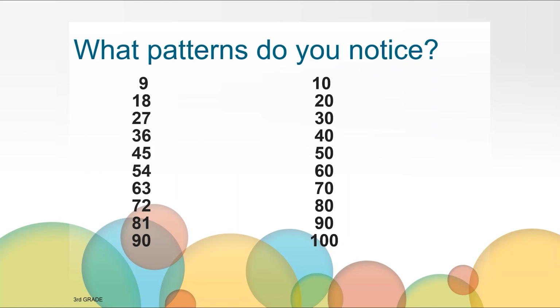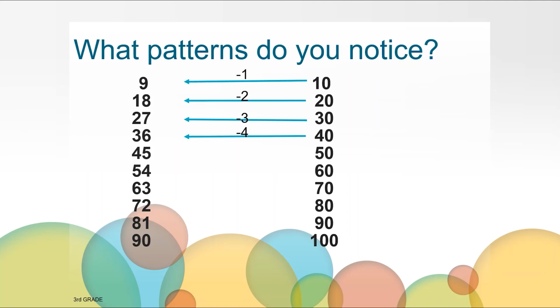What do you notice about the relationship between the two columns? Do you notice any patterns there? I'm noticing that each row I'm subtracting 1, then subtracting 2, then subtracting 3, then subtracting 4, and so on.